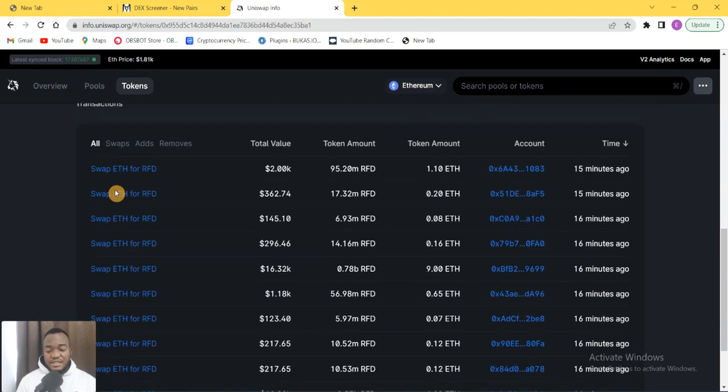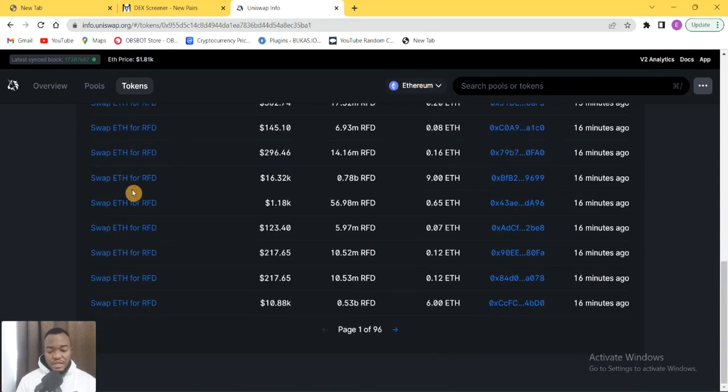Now you can see that people have been swapping Ethereum to Refund. That means they are using Ethereum to buy Refund. All I can see here is Ethereum for Refund. I'm not going to buy yet. What I'm going to do is make a search.